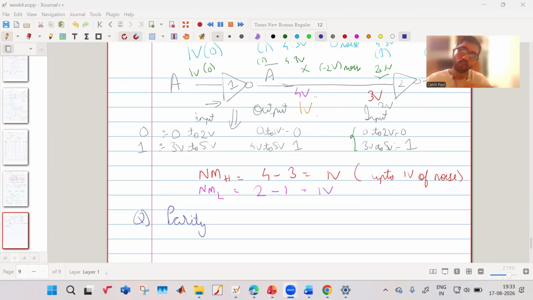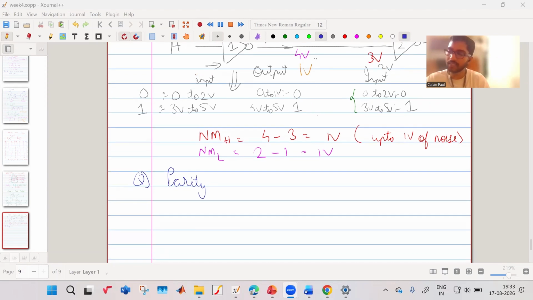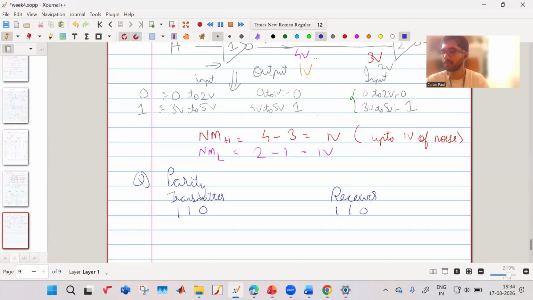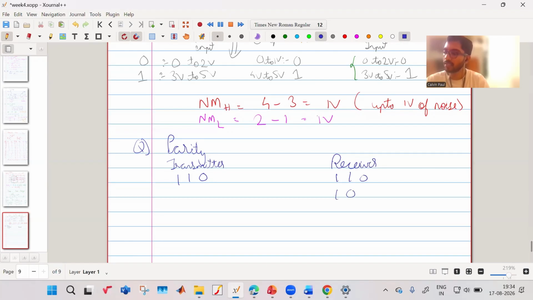That is how much noise you can tolerate. Now assume you have sent signal 110. This is the signal you have sent to your transmitter. At your receiver, what should you get? You should get 110. But assume you got 100. Then how will you know whether you have received a correct output or not?